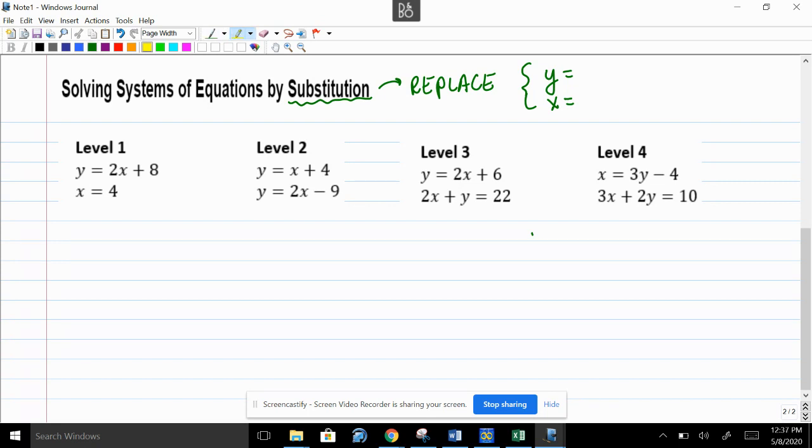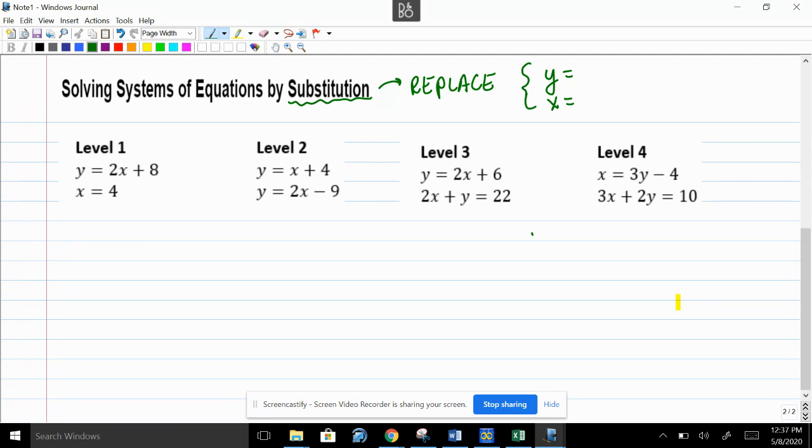So if I take a look at these problems, in number 1, you have both of them set up that way. In number 2, you also have both of them set up that way. Number 3, you got a y equals. Number 4, you got an x equals. That's what you're looking for in order to be able to do substitution or to make it the most convenient. You can do substitution whenever you want. It's most convenient when it's set up this way. Okay, so let's go to level number 1.